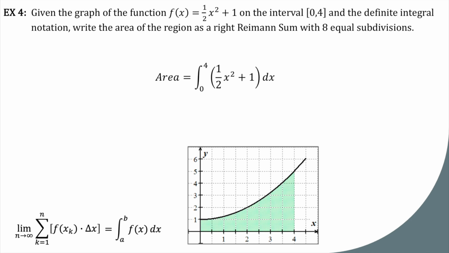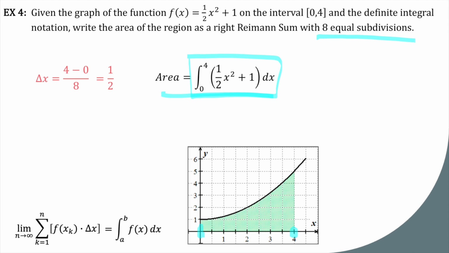So here we have the graph of the function 1/2 x squared plus 1 from 0 to 4, and the definite integral notation. We're going to write the area as a right Riemann sum with 8 equal subdivisions. We're going to turn this expression into a Riemann sum. First, what's our delta x? We're ending at 4, starting at 0. We have 8 subdivisions, so our delta x is 1/2. Again, it's not always 1/2.